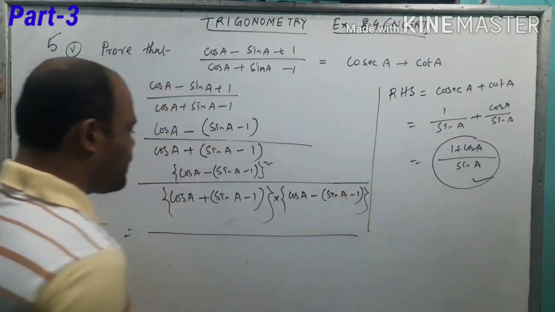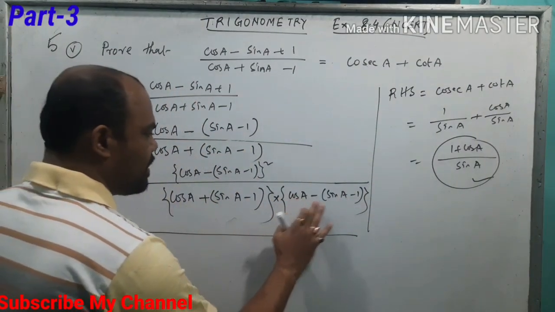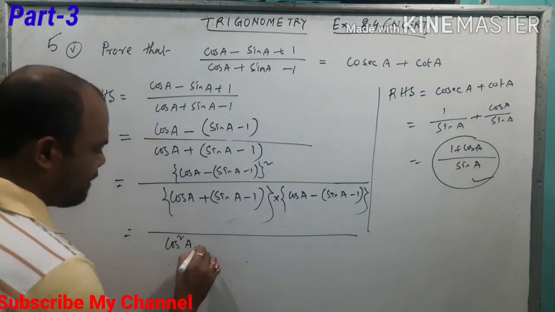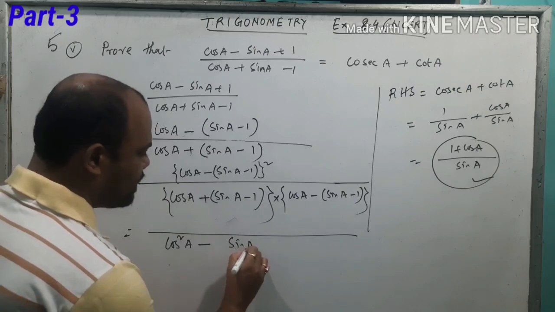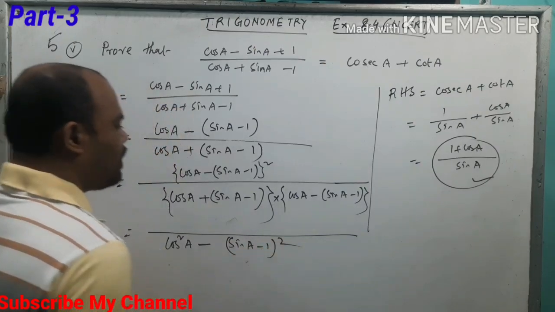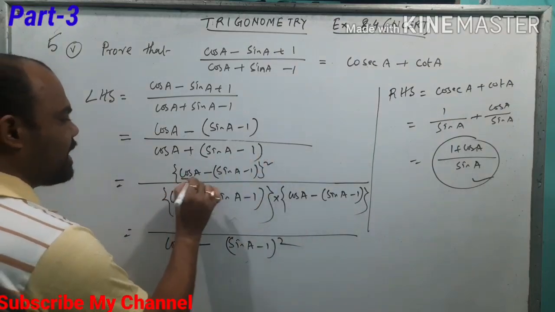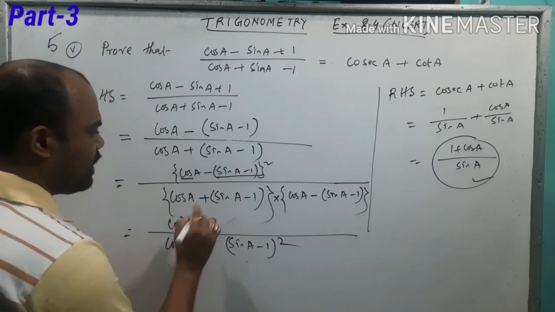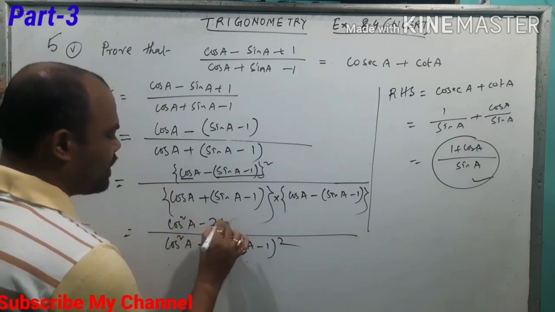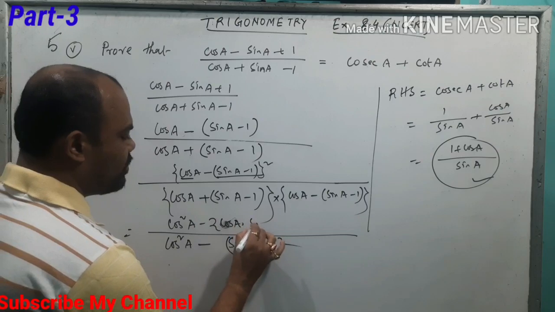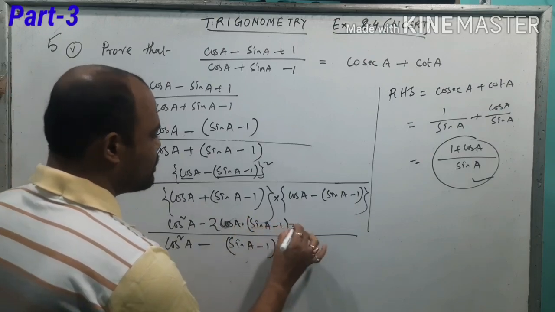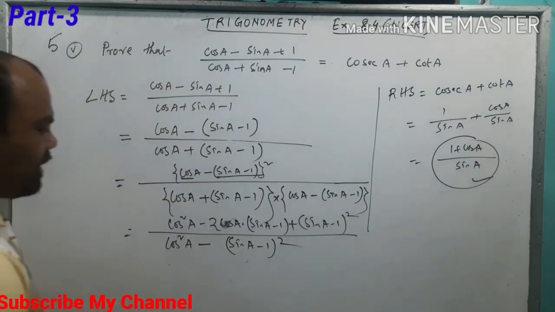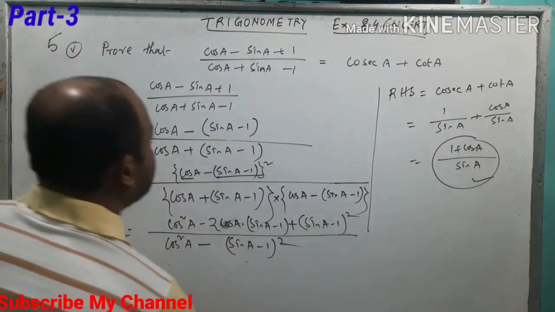Now in the denominator part, (a plus b) into (a minus b), so it will be a square, means cos square a, minus b square, b square means (sin a minus 1) whole square. Here break the whole square, it is a, it is b, so a square minus 2ab. A is cos a, into b is sin a minus 1, plus b square, means (sin a minus 1) whole square. A minus b whole square.